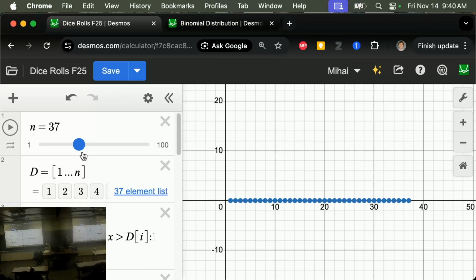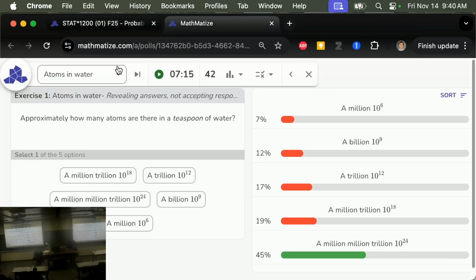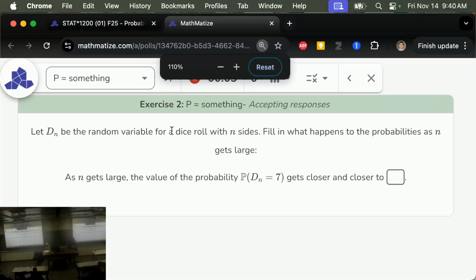And you remember, this is the so-called uniform distribution. Uniform meaning every individual thing has the same probability. And if everything has the same probability, something must happen to the individual probabilities. I have a mathematized question for you to tell me what is happening to the individual probabilities. That is next on our agenda. P equals something. So here is the mathematized.